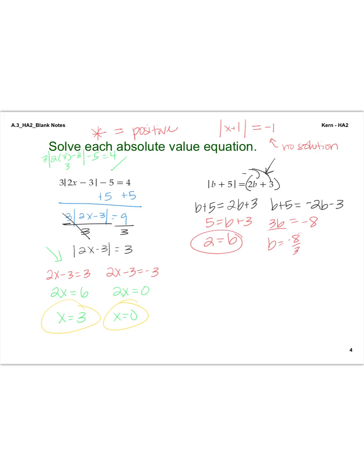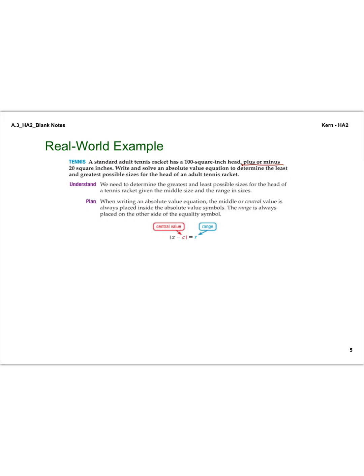And we get negative 8/3. And when you check those, they both work out. All right, so we're gonna look at a word problem here. A standard adult tennis racket has a 100 square inch head plus or minus 20 square inches.